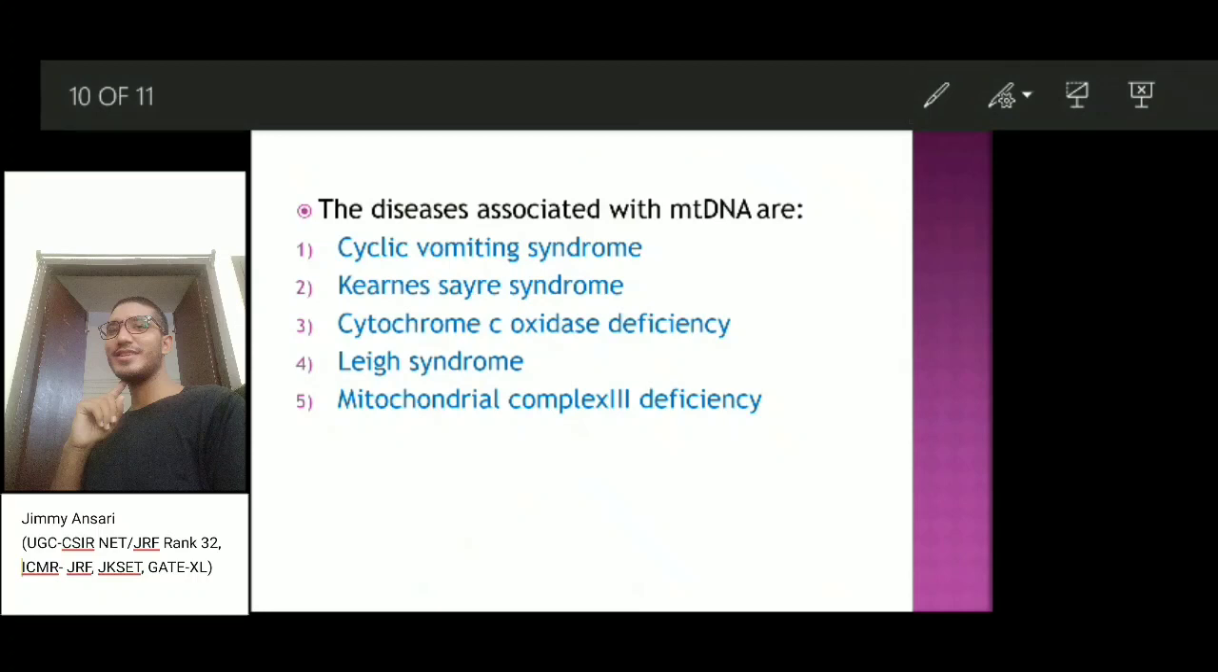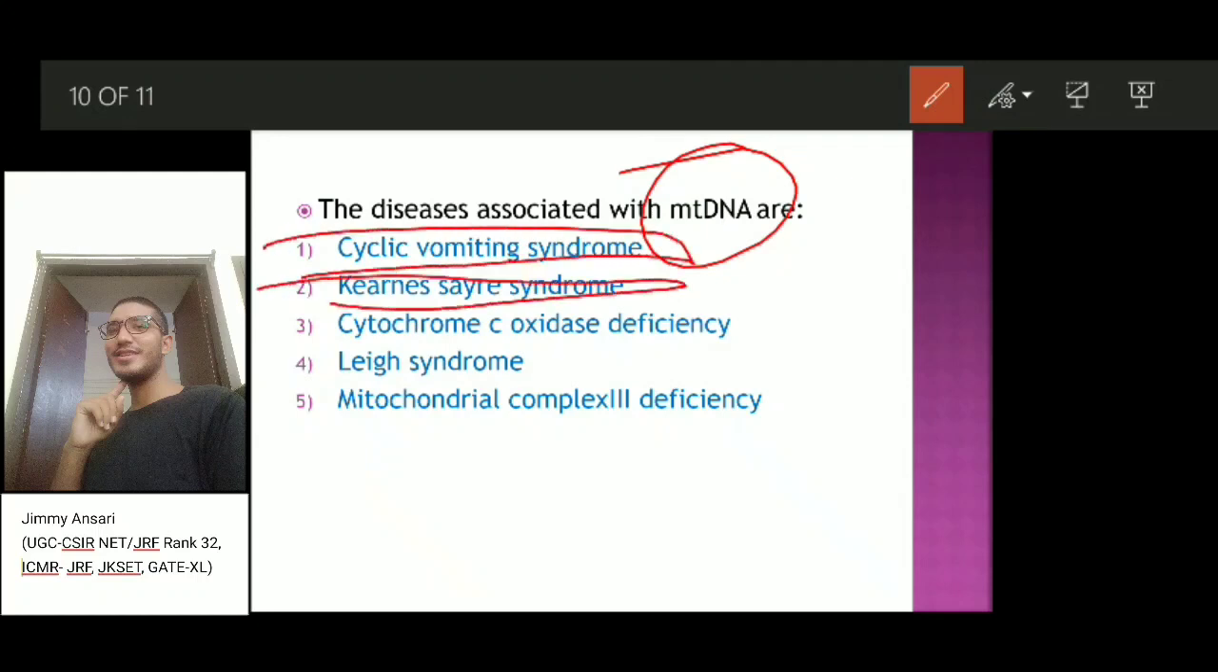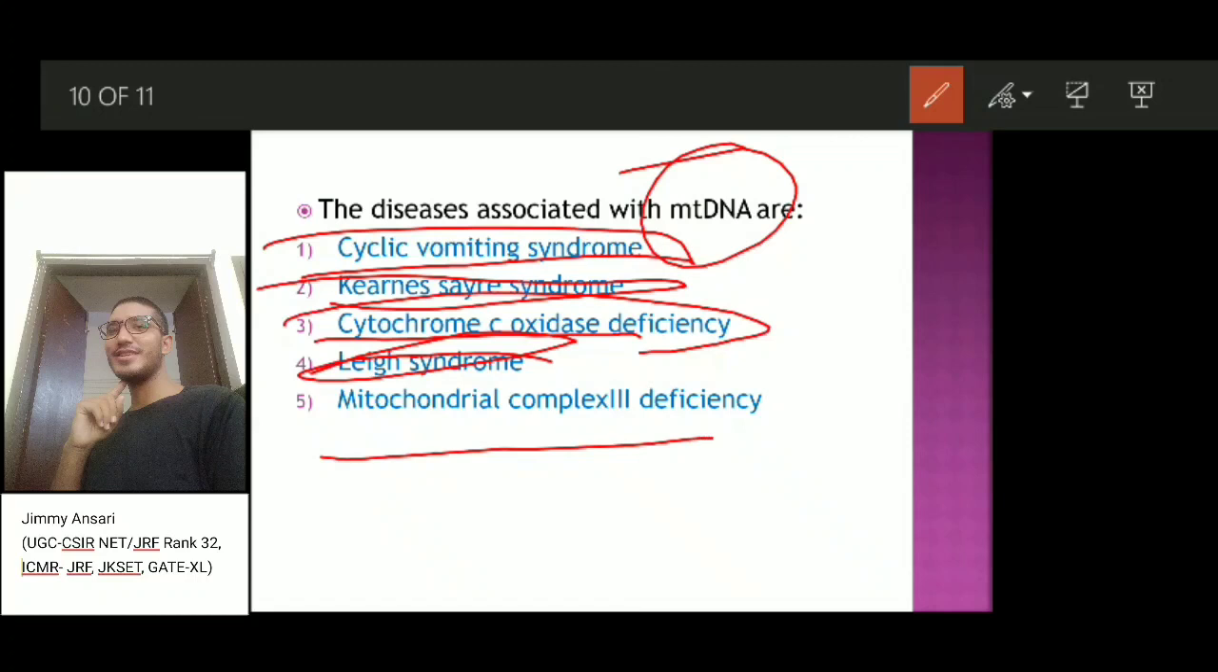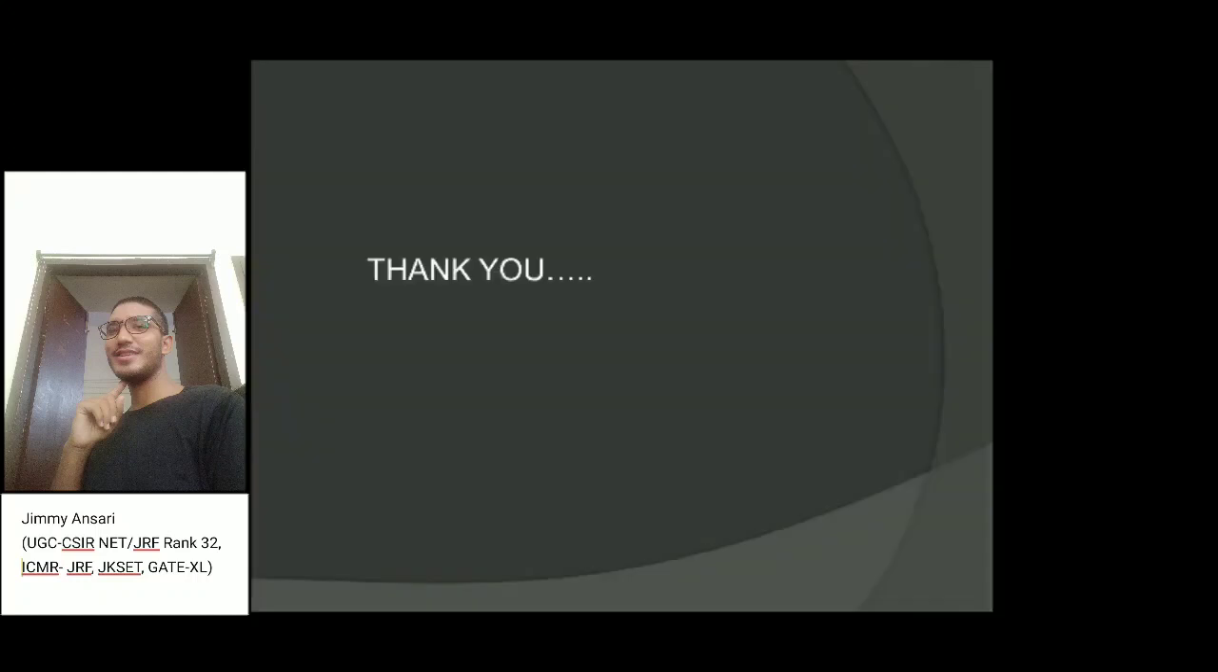So these are some diseases which are associated with the mitochondrial DNA: cyclic vomiting syndrome, Kearns-Sayre syndrome, cytochrome C oxidase deficiency, Leigh-like syndrome, mitochondrial complex III deficiency. These are diseases which are associated with the mitochondrial DNA.